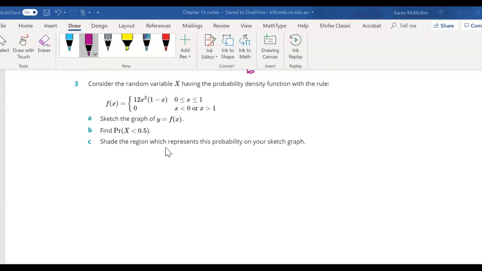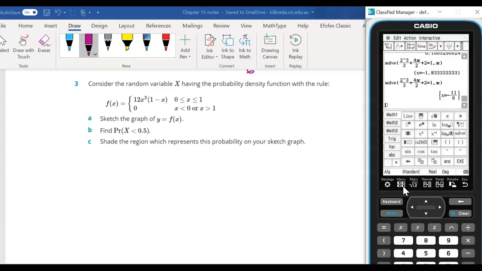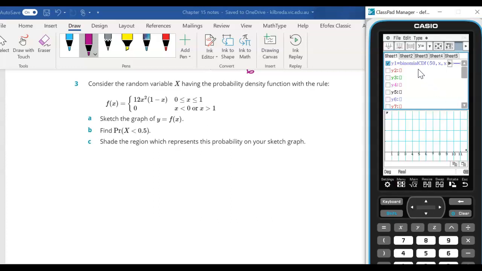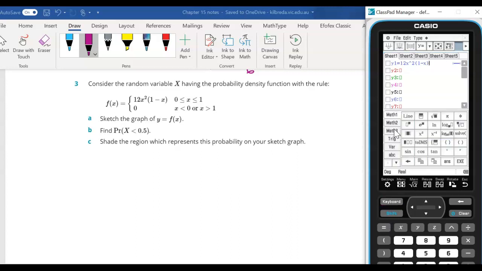So we're going to use our calculator. I haven't done this yet on my calculator, but it's not a hard one, so hopefully we're able to do it. So 12x squared, and then 1 minus x. Put your limit in. We just want to go from 0 to 1. The reason for that is because this is a cubic and you only want to see it from 0 to 1. So go to keyboard, and we're going from 0 to 1.